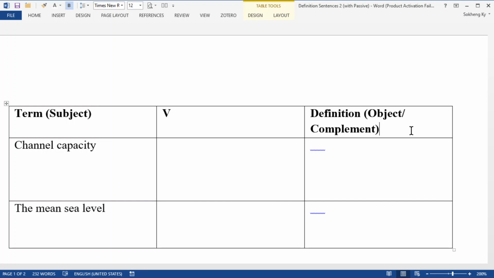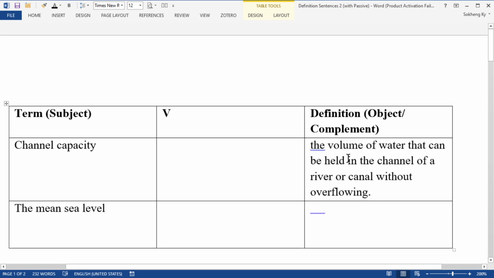Look here. We have this key term, channel capacity. And when you read the book, you may come across the definition. Let me show you the definition. See, this is the definition: the volume of water that can be held in the channel of a river or canal without overflowing. So we have the key term at the beginning of the sentence and the definition at the end of the sentence.